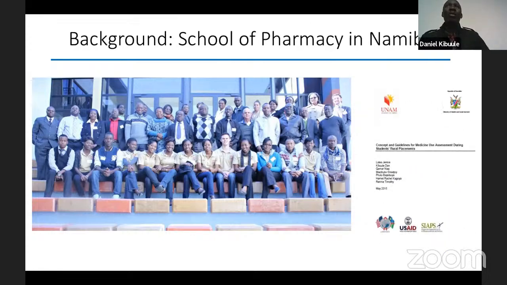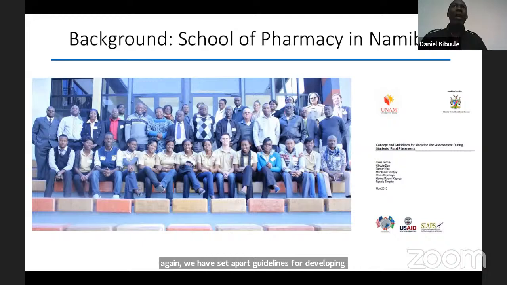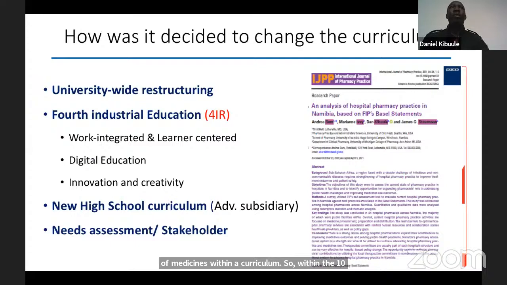Again, we have set apart guidelines for developing countries on how to assess or implement rational use of medicines within a curriculum. So within the 10 years, we have made such strides. So you might ask, how have we decided now to change the curriculum?